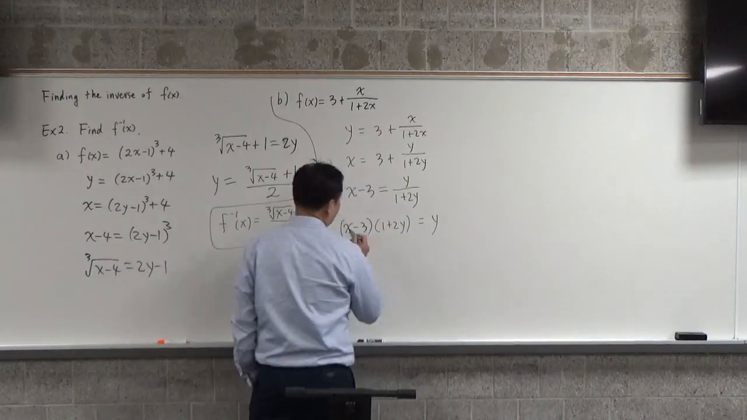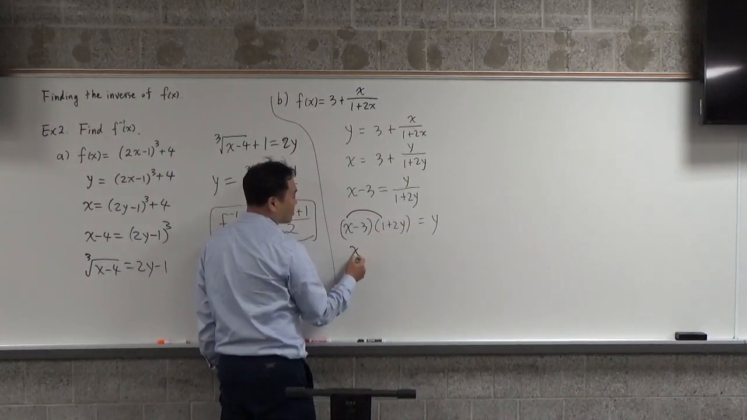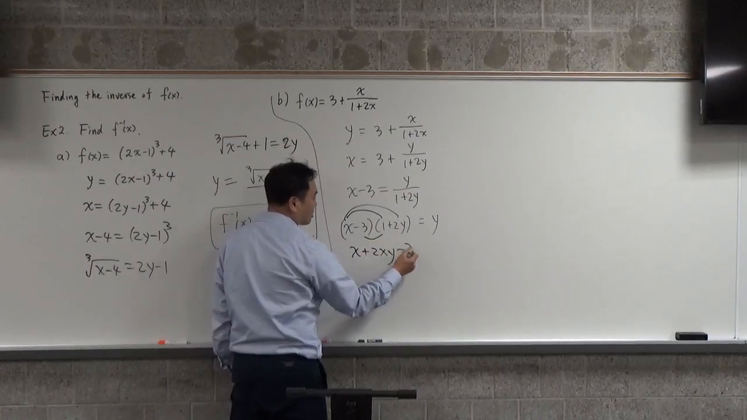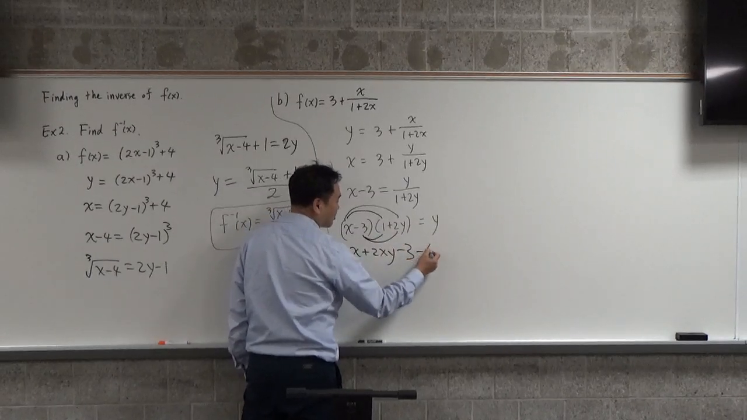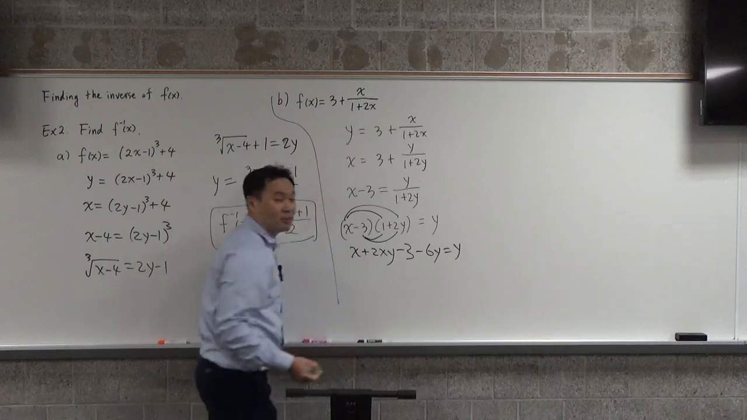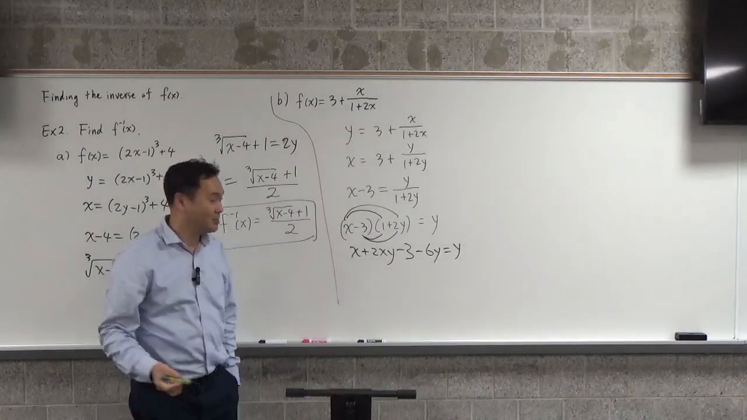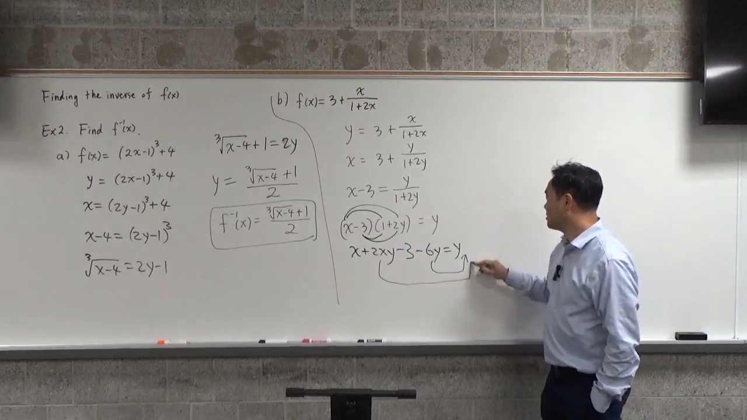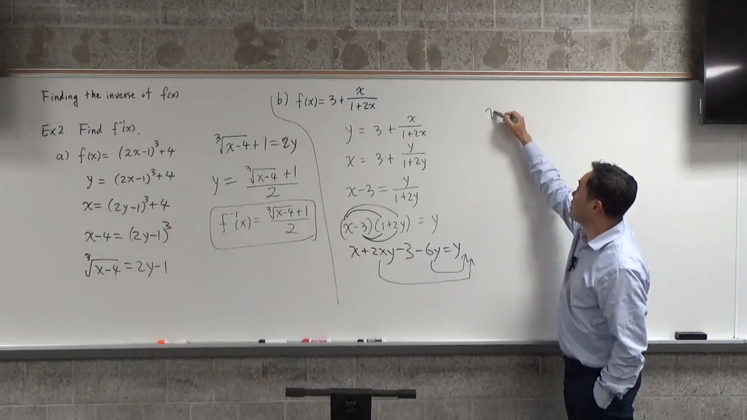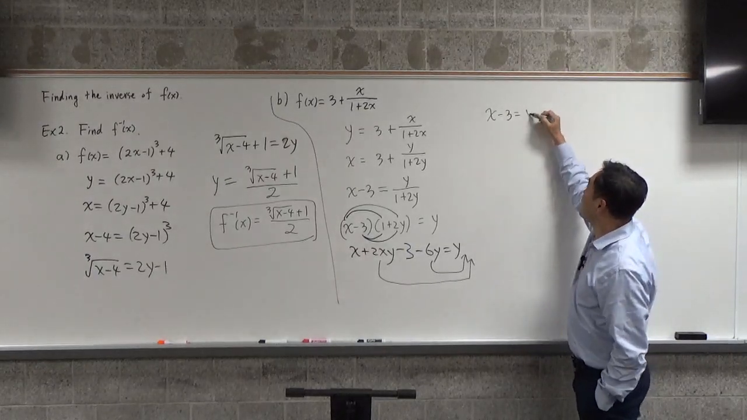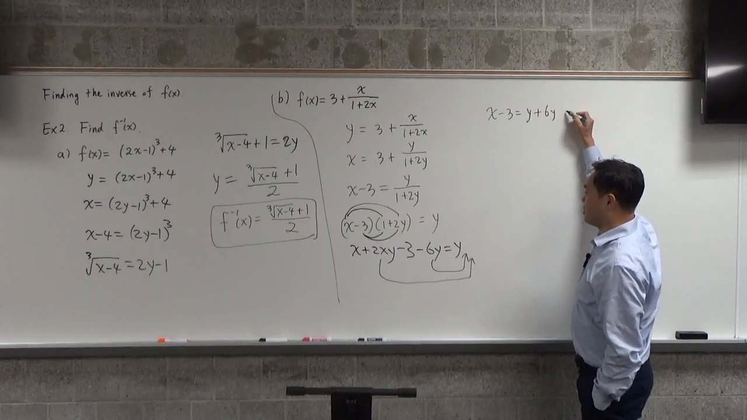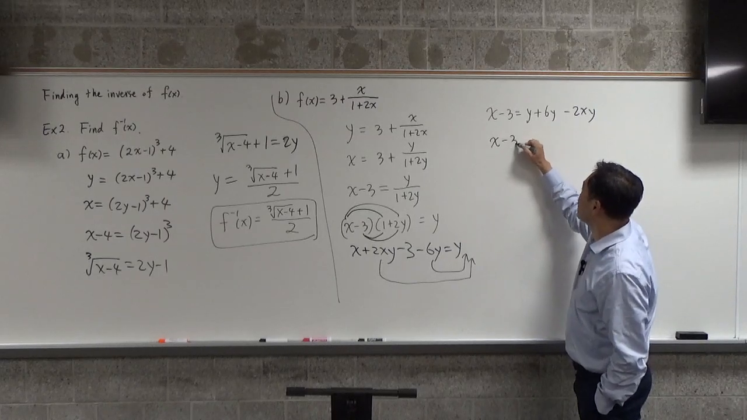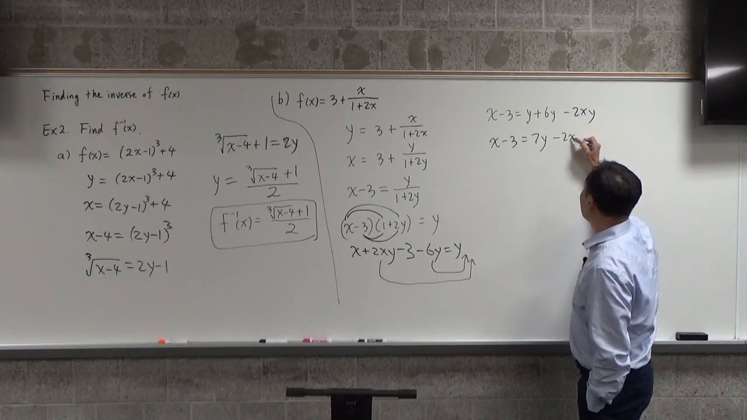And then you have to FOIL. So x times 1 is x. x times 2y is 2xy. Negative 3 times 1 is negative 3. Negative 3 times 2y is negative 6y equals y. Why? What's the problem? We all forgot our parentheses. Now move that, so you have x minus 3 equals y plus 6y minus 2xy. And of course, these two combine to give you 7y minus 2xy.